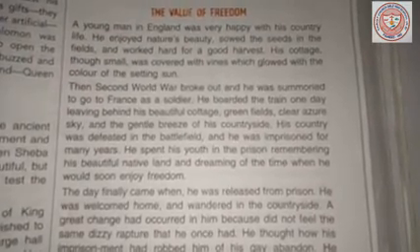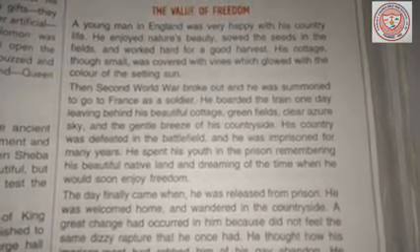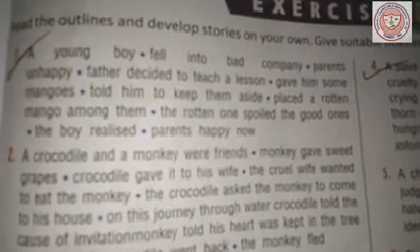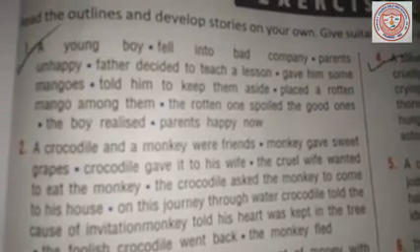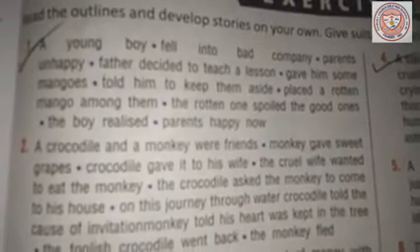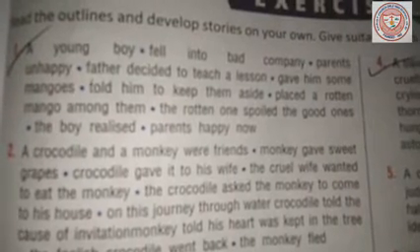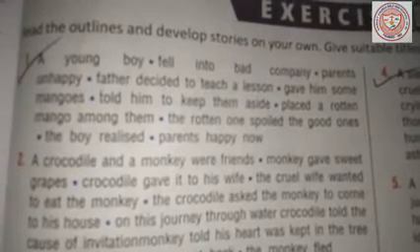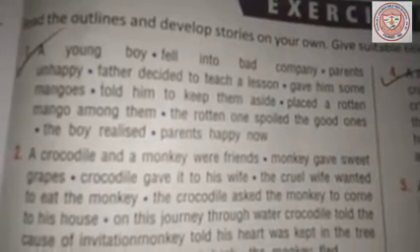So girls, this was all about your story writing, and now I shall give you two or three questions or stories to write at home for your practice. Yes, number one is, a young boy fell into bad company, parents unhappy. Father decided to teach a lesson, gave him some mangoes, told him to keep them aside, placed a rotten mango among them. The rotten ones spoiled the good ones. The boy realized, parents happy now. So you have to write out a story with these points given. You have to write a title to the story and also a moral.